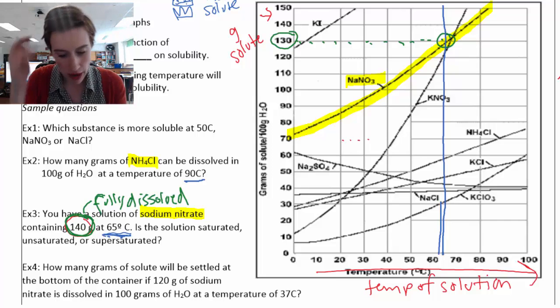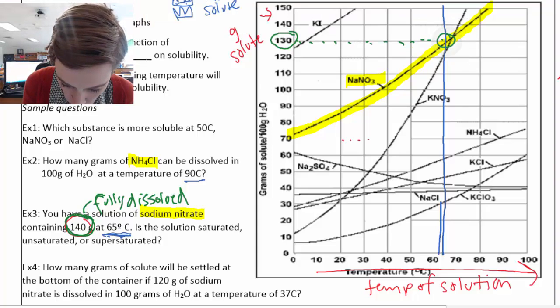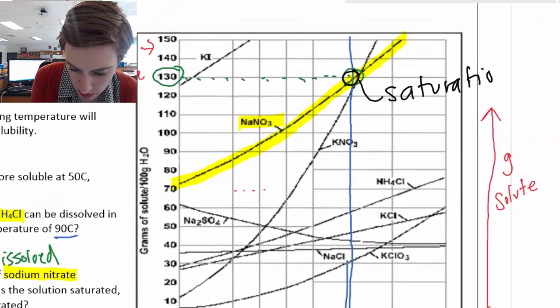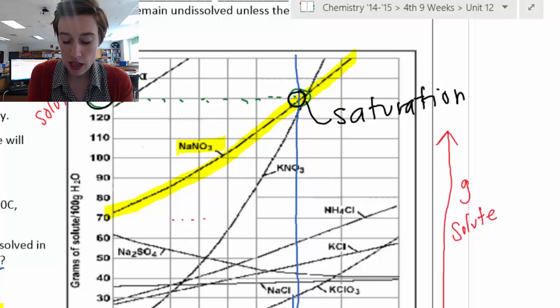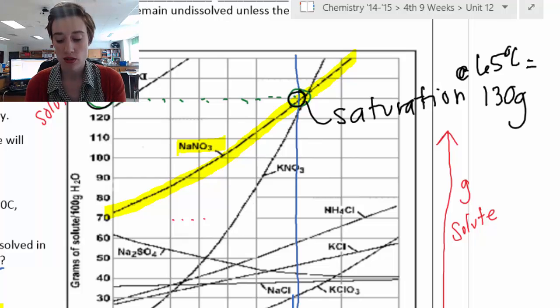Well, a couple things we know from a graph is we know that this is what we call the saturation point, okay? So the point that I circled right there, that's known as a saturation point. That is the point at which the substance is saturated. This tells me how much sodium nitrate can be dissolved at this temperature, okay? So the saturation point at 65 degrees Celsius is 130 grams. That's how many grams of sodium nitrate can be dissolved at 65 degrees Celsius. So if we have 130 grams exactly dissolved, we would say it's saturated because it's at the saturation point.